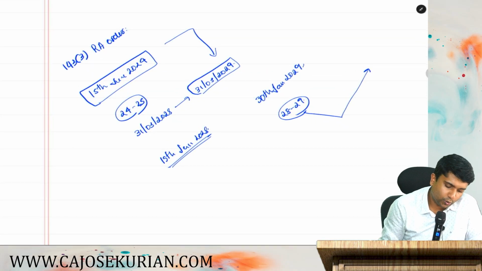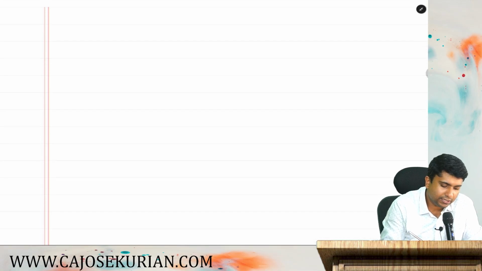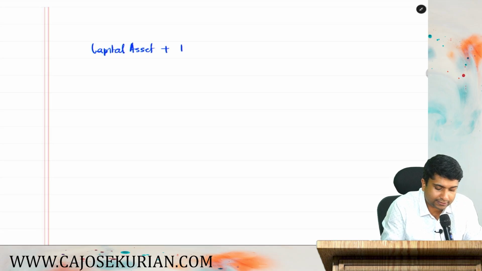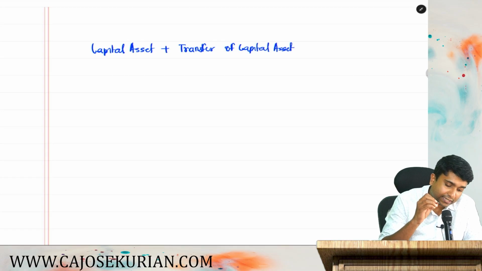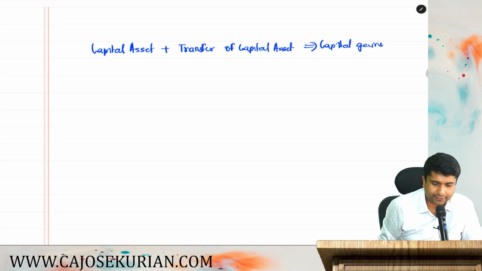So friends, as you all know, a particular income will be taxable under the head capital gain if there should be a capital asset. If there is a capital asset and there is a transfer of capital asset. Then as you all know, if there is a capital asset and there is a transfer of capital asset, then the transfer is subjected to what? Capital gains.